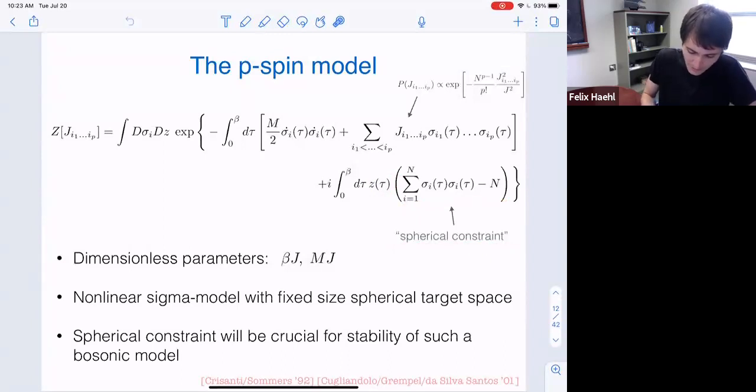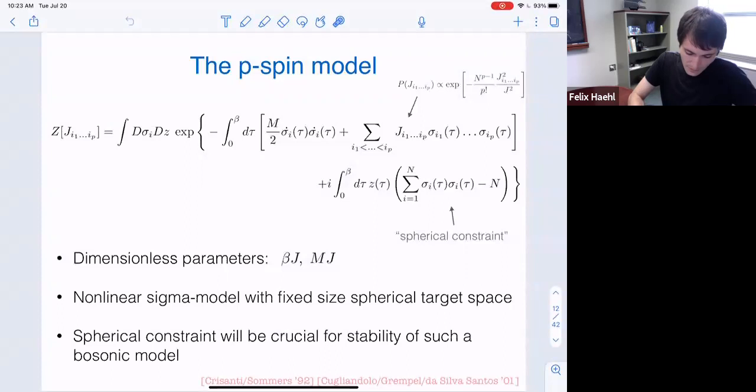And other than that, we have these disordered interactions that are similar to the SYK case. And we have a kinetic term which now has a tunable coefficient. Okay, so that gives rise to the dimensionless parameters that I mentioned, which characterize the different types of fluctuations in the system.